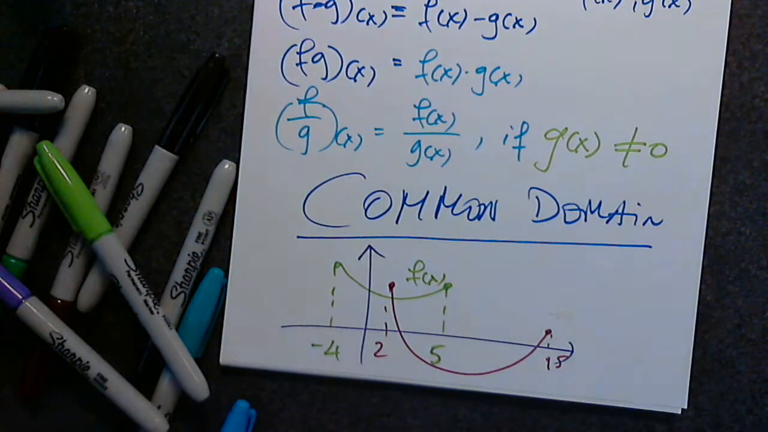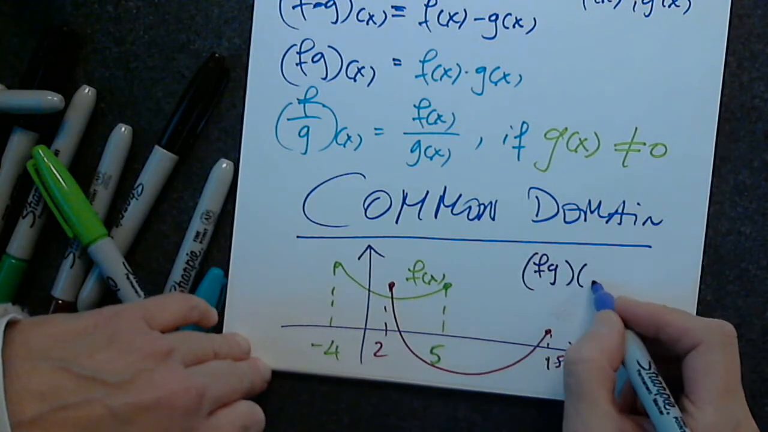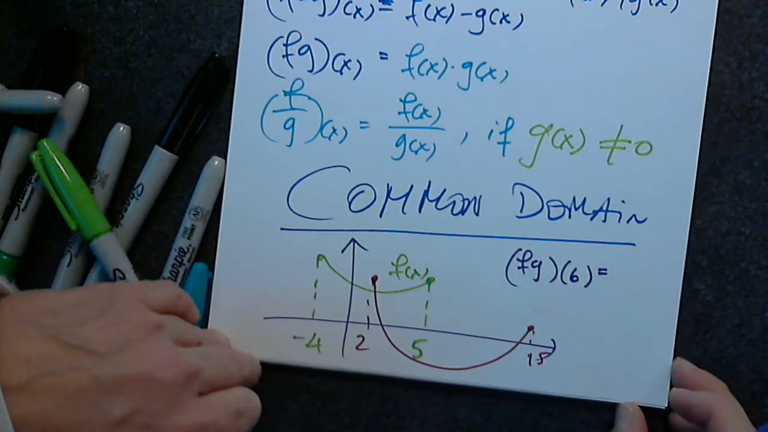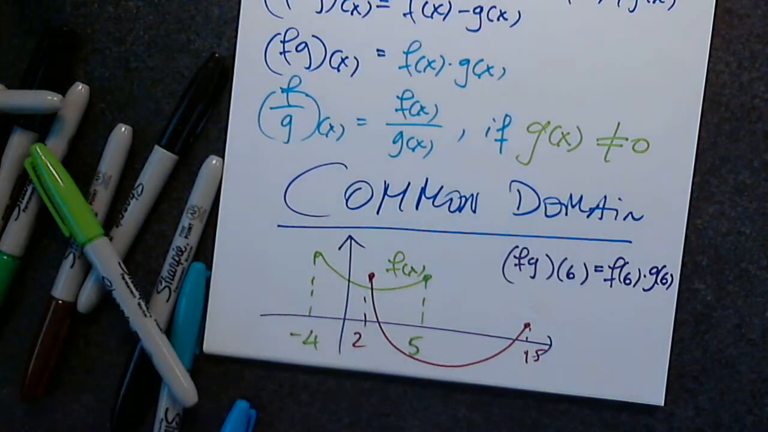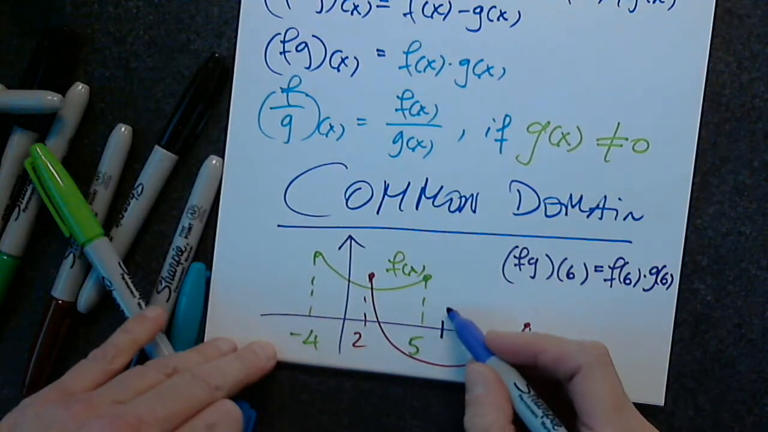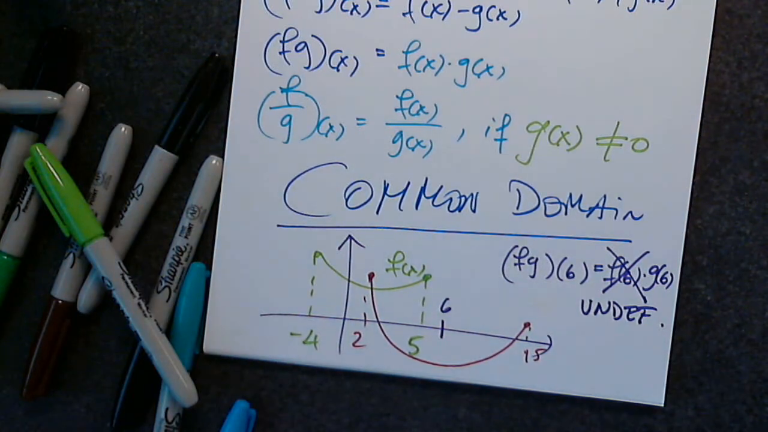And let's suppose I would like you to determine fg of 6. You will say, that's easy. It's f of 6 times g of 6. No problem. But there is a problem. What is the problem? F of x at 6 is out of the domain of x. Exactly. 6 is here, and this piece is undefined. I cannot multiply a number by an undefined number. So I will have to say the product does not exist at 6.